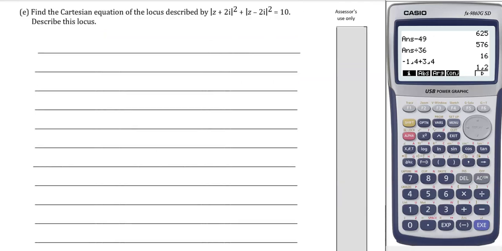Okay, we're on to locus here, and the clue about what to do with this question is the fact that they're asking for the Cartesian equation, which means that we will let z be equal to x plus iy, so that we can have things in terms of x and y. Okay, so the modulus of z plus 2i then looks like this. And we're just replacing z throughout with x plus iy.